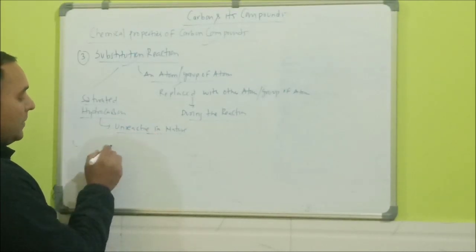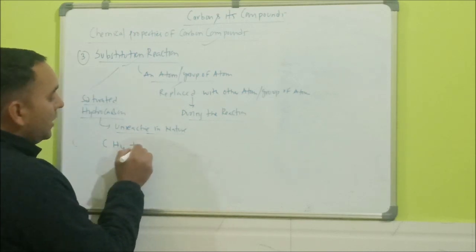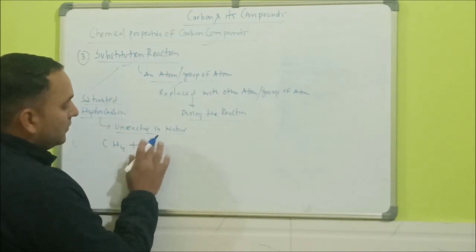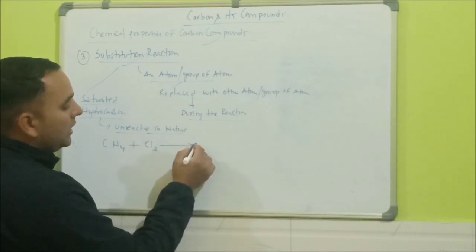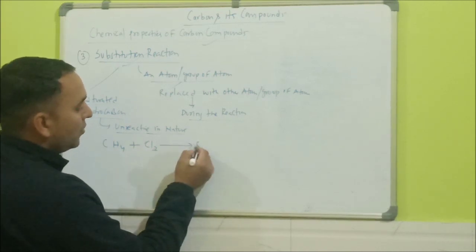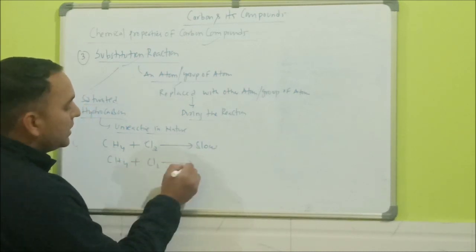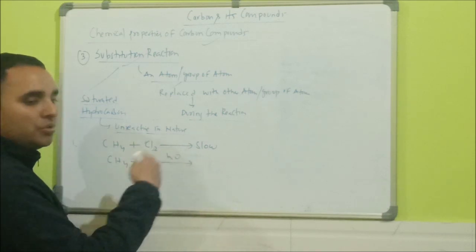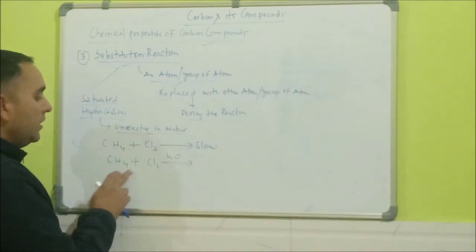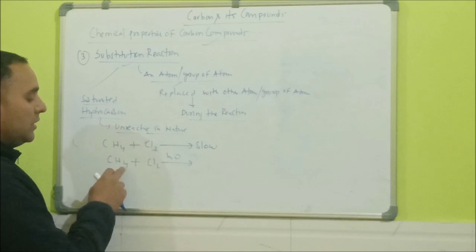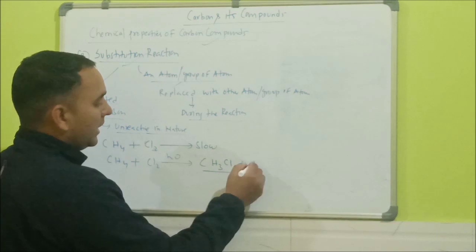Let us take an example. I am taking methane. When methane is treated with chlorine, it is fairly unreactive, so the reaction is slow. But when methane is treated with chlorine in presence of sunlight, a substitution reaction takes place and it leads to the formation of various different products. So here one chlorine atom will be substituting the hydrogen atom. So it will be CH3Cl plus HCl.